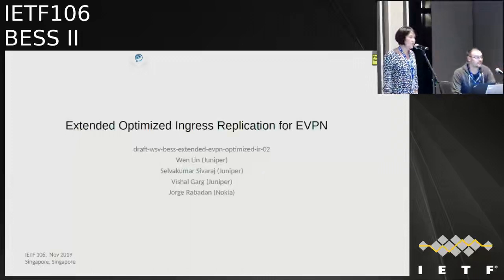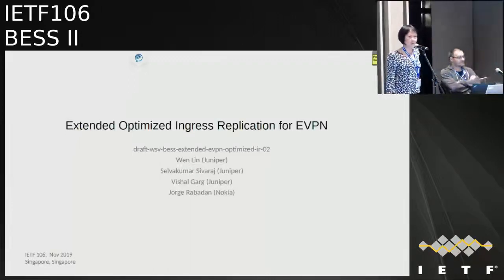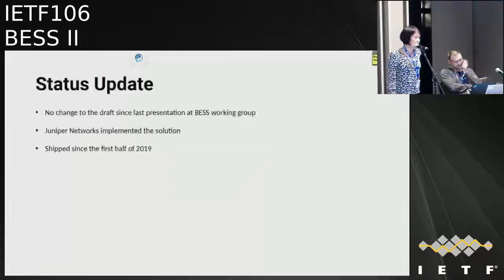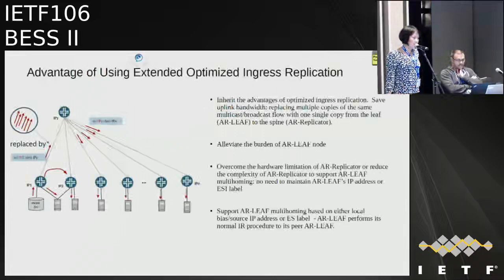So here is a quick update for the extended optimized ingress replication for EVPN. We presented maybe two IETFs back. Okay, so what has changed? There's no change on the draft front, and Juniper has implemented this feature and shipped it in the early part of this year. And just a quick summary of this feature: it is based upon the optimized ingress replication, so it inherits all the good benefits of the optimized ingress replication.